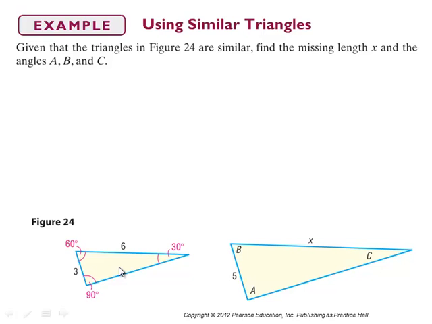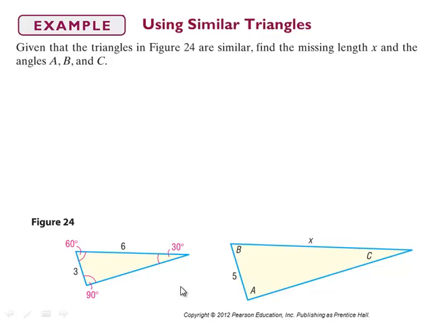Now we're being told in advance that these two triangles are similar, which means that angle C is 30 degrees, the same as this one here, that angle A is 90 degrees, and angle B is 60 degrees. Also, this side is 3, this side is 5. Now, we know that the ratios of sides are the same for similar triangles. This also happens to be a right triangle, but anyway.